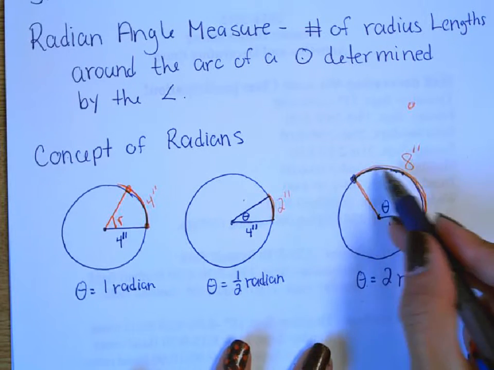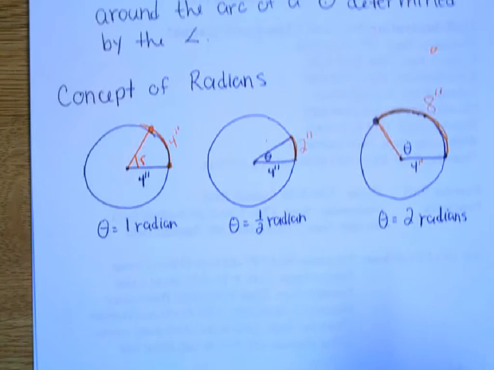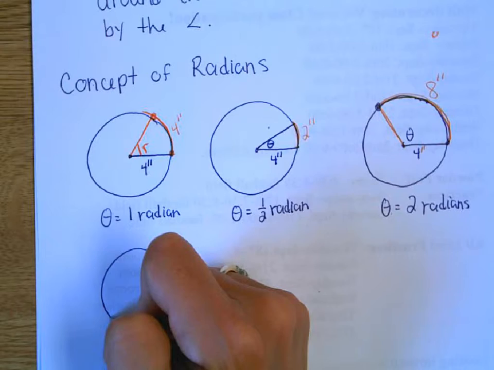Because it's 2 radius lengths around. One more, and then tell me you've got it. Okay, yeah, I understand what a radian angle measure is.